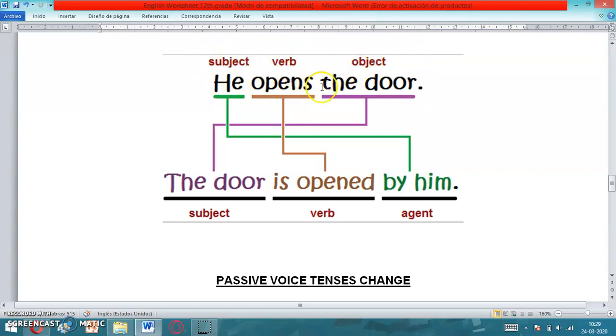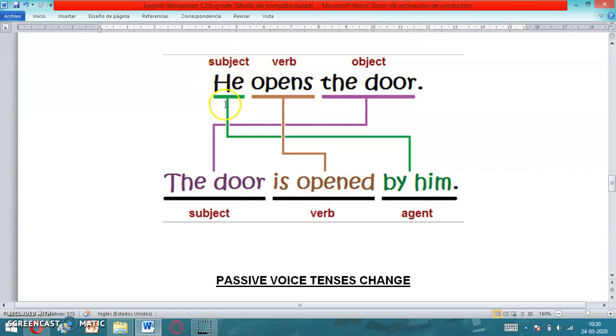He opened the door. Okay? This is an active sentence. And we have to change this sentence from active to passive voice. So now we care about the object. The object becomes the subject of our sentence. Opens is still a verb, but with the verb to be and the past participle. The door is opened. By who?